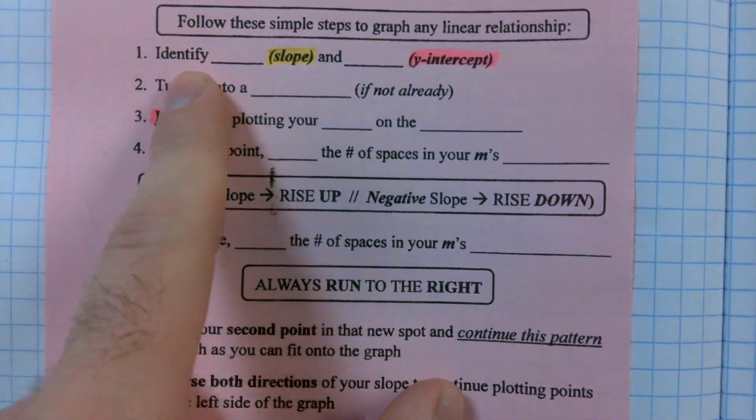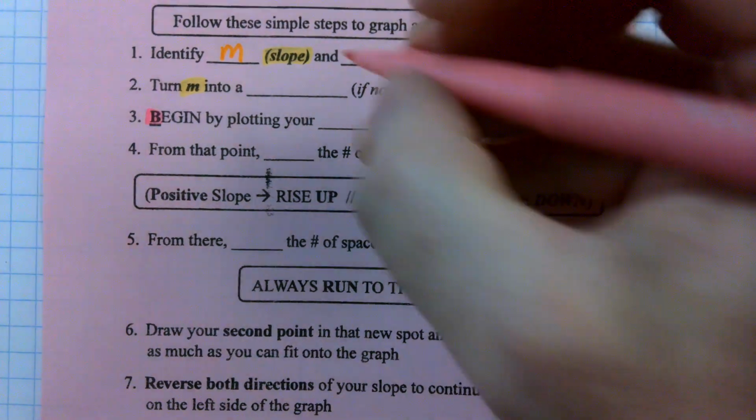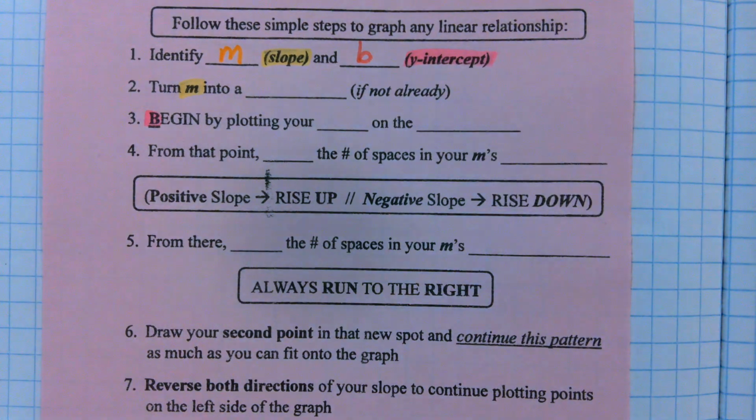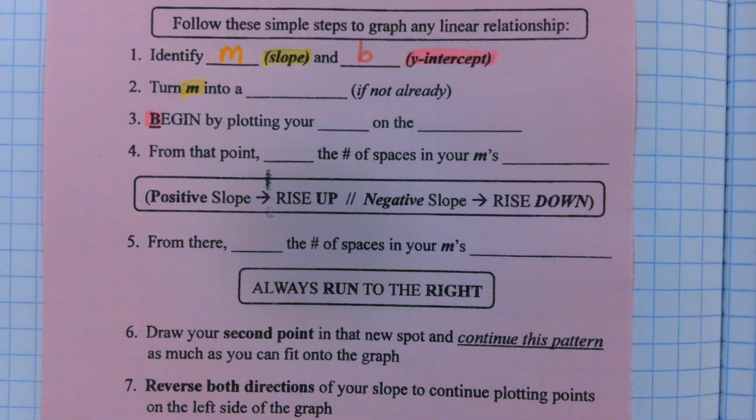We're going to identify m. Of course, that's our slope. And we're going to identify b. Now, we should be professionals at this already because of the worksheet we did on Tuesday. Whatever's in front of x, that's my m. Whatever's being added or subtracted on the end, that's my b. Nice and easy. So step one should be simple.